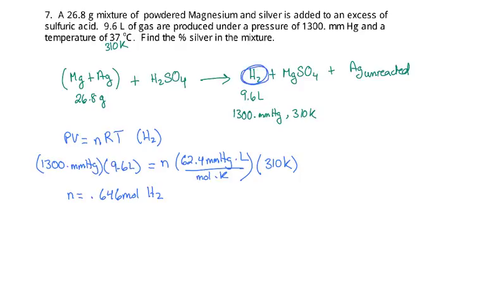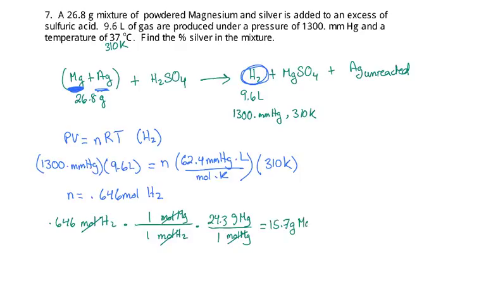So we just found moles of hydrogen, but we were trying to find mass of one of these in my mixture. So I can go from moles of hydrogen to moles of magnesium since there was a reaction between the hydrogen and the magnesium. So I'm going to say 0.646 moles of H2. On the bottom, I'm going to write moles of H2 so it cancels. On top, moles of magnesium. And from my reaction, it's a 1-to-1 ratio. That gives me moles of magnesium that reacted. Then I can go to grams of magnesium, so moles of magnesium on the bottom, grams of magnesium on top. 1 mole is 24.3 grams. And so I end up with 15.7 grams of magnesium.